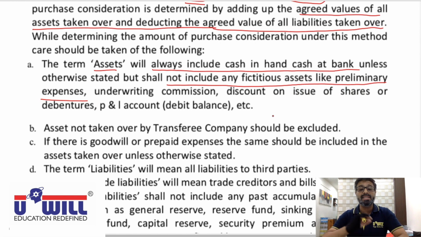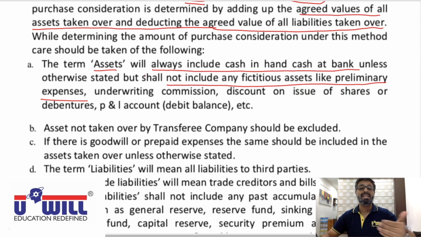So assets will always include cash in hand as well as cash at bank until and unless it is specifically mentioned in the question that A Limited took over B Limited's business except cash. Then we will not include cash. But if it is simply given that A Limited took over the business of B Limited, then the assets taken over of B Limited will automatically include cash and bank balance also. However, fictitious assets are never to be included.